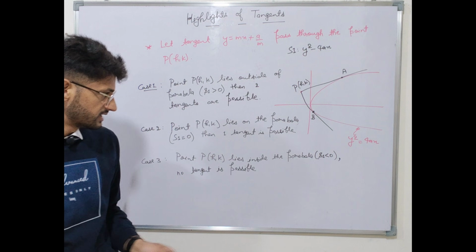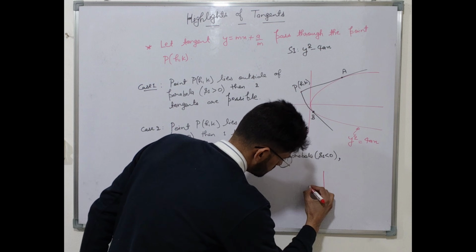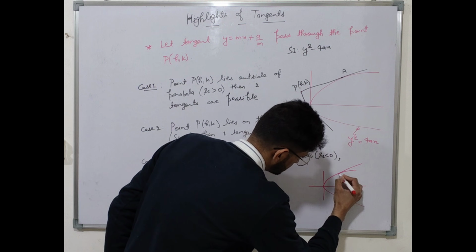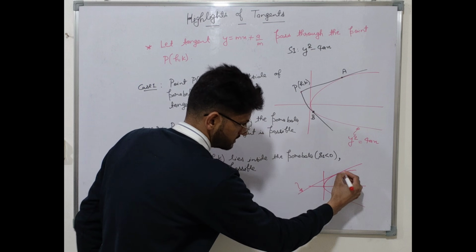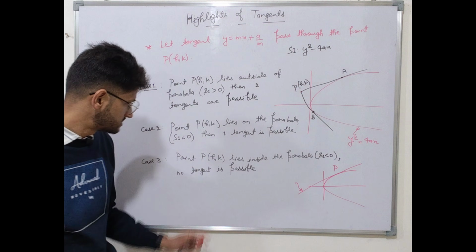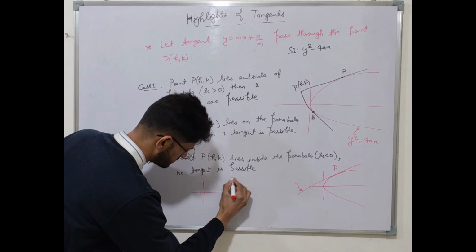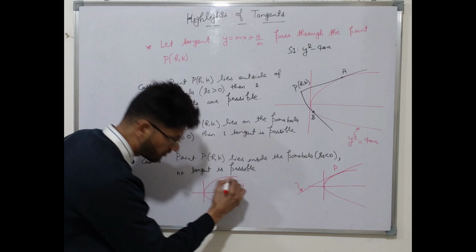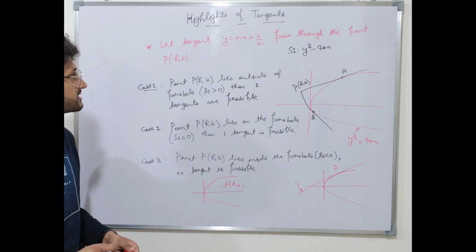So in the second case, if point P lies on the parabola, there will be one possible tangent. This will be the possible tangent. In the third case, if point P lies inside the parabola, somewhere like this here, (h, k), there will be no possible tangent in this case. So these are the highlights of tangents.